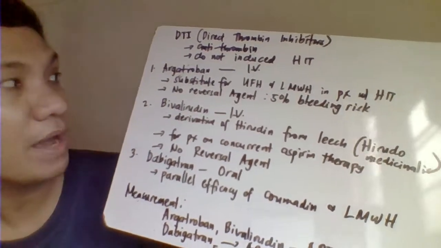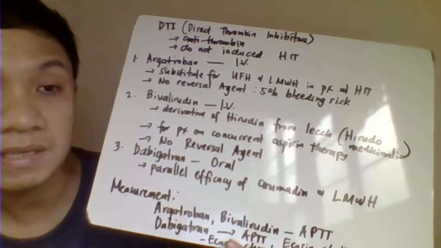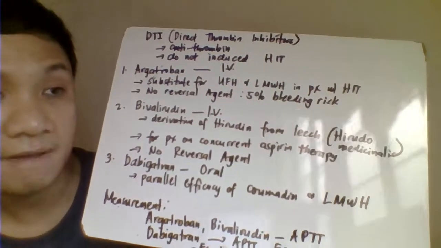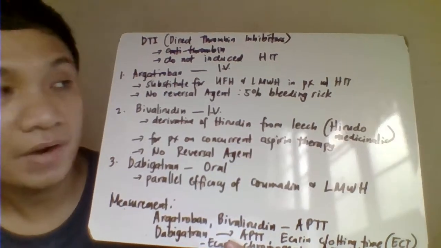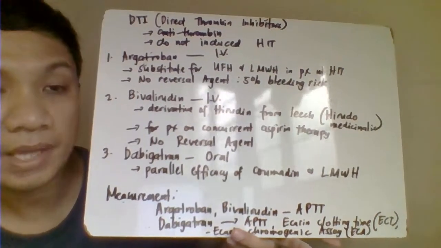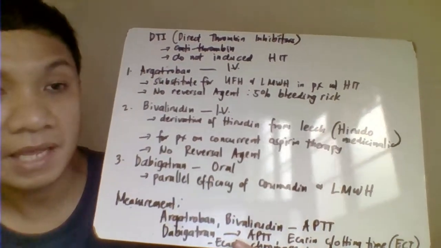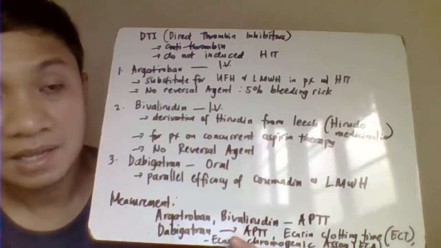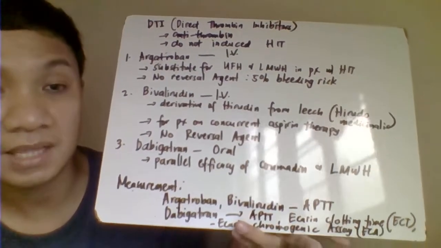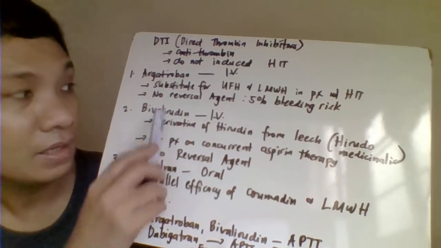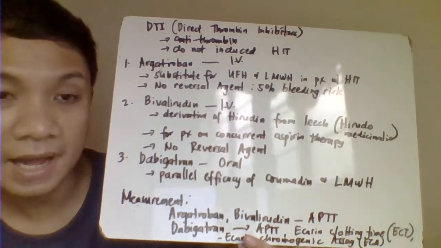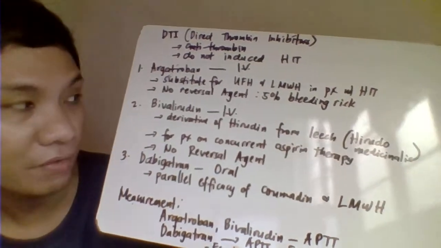The first one, we have your argatroban. So this one is being given through the IV. Okay, so this one is a substitute for your unfractionated heparin and low molecular weight heparin for those patients who have HIT, because this drug has the same function. They act as antithrombin, only that it does not cause HIT. Reversal agent, none is needed because there is only a 5% bleeding risk for that.